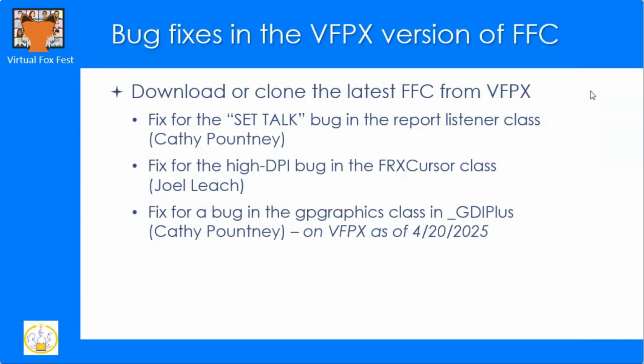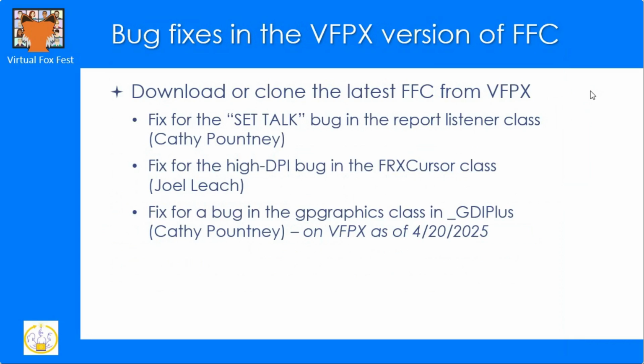So how do you do that? Well, you download or clone the FFC project from VFPX, and these are the three fixes in particular that you will find. The first is a fix for the set talk bug in the report listener class, which Kathy Poutney discovered and wrote a fix for some time ago. Kathy also documented this on her own, and you may be able to find documentation on that.